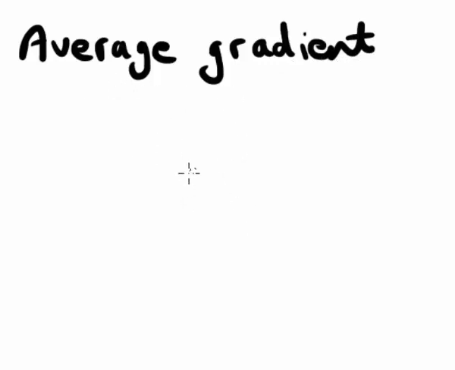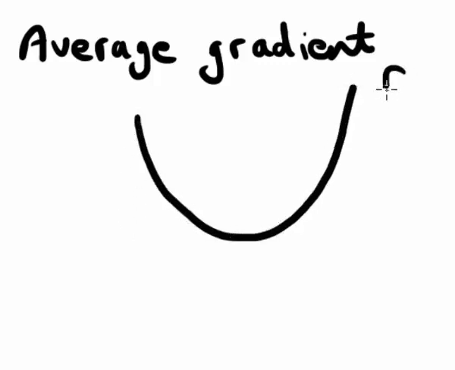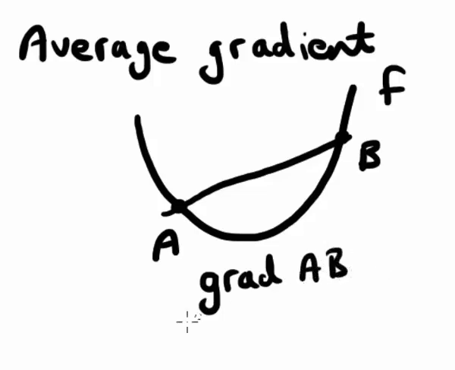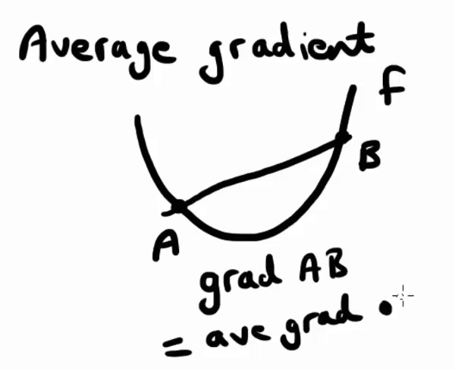Well, simply put, if you have any graph that you like, say you have a parabola, let's call it f. If you want the average gradient of this graph, this curve f, between any 2 points on the curve, all you have to do is work out the gradient of that line AB, and you will get the average gradient of the curve between those 2 points. So let's explore a little example quickly.